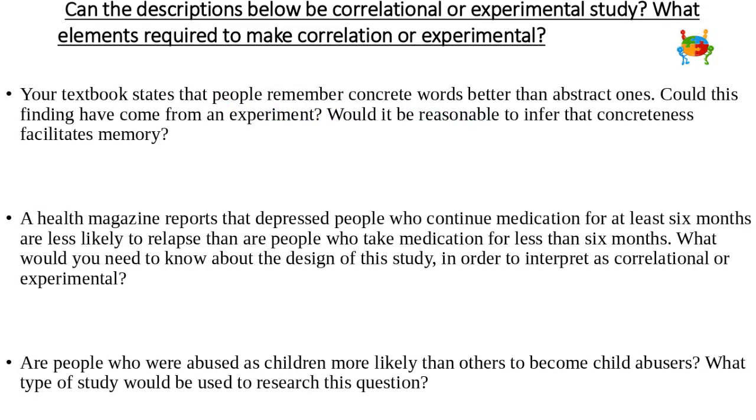So a health magazine reports that depressed people who continue medication for at least 6 months are less likely to relapse than people who take medication for less than 6 months. What would you need to know about this study in order to interpret it as correlational or experimental?